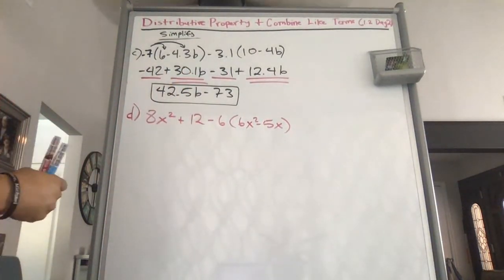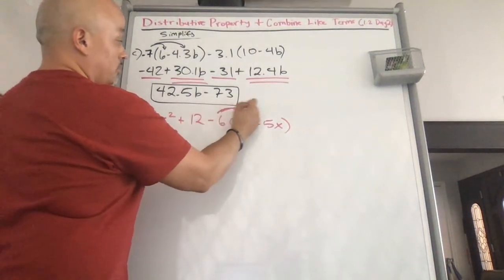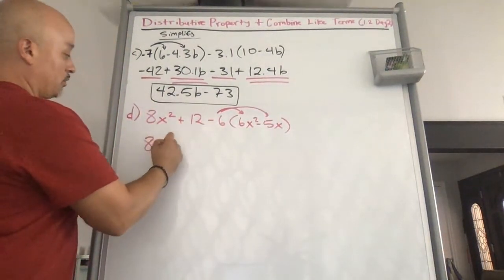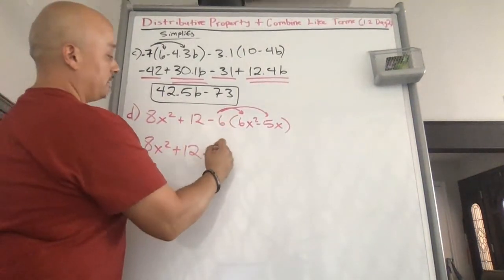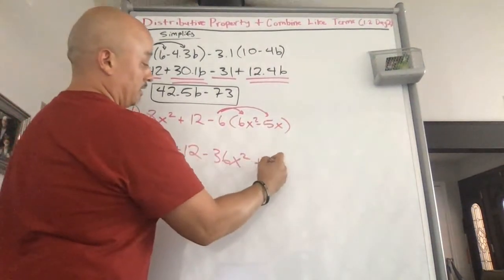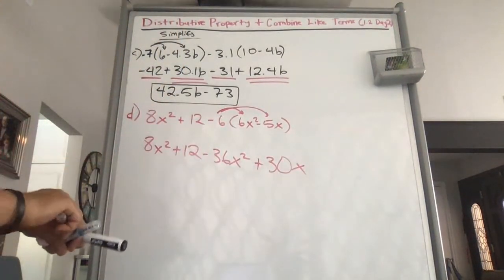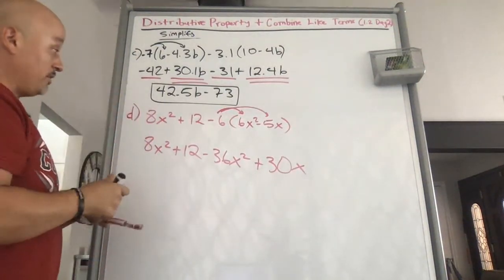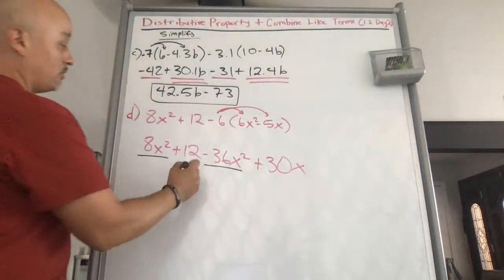And then we have this problem where we're going to want to distribute off to the next one, guys. A negative 6, so bring down the 8x squared, bring down the 12, nothing to do with that yet. Negative 6 times 6 is negative 36x squared. Negative 6 times negative 5x is going to be plus 30x. Remember, negative number times negative number is positive. 6 times 5 is 30, and the x comes along for the ride. So there we have it. Our like terms, let's see, we have an 8x squared and a minus 36x squared.